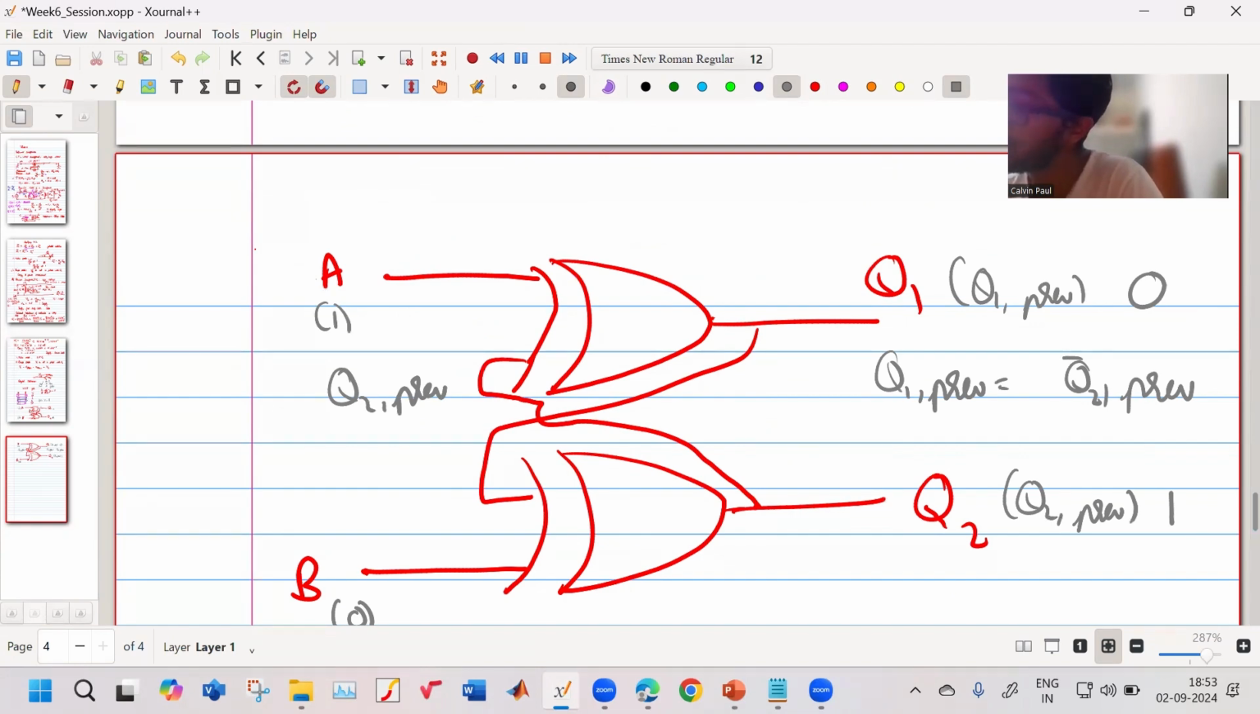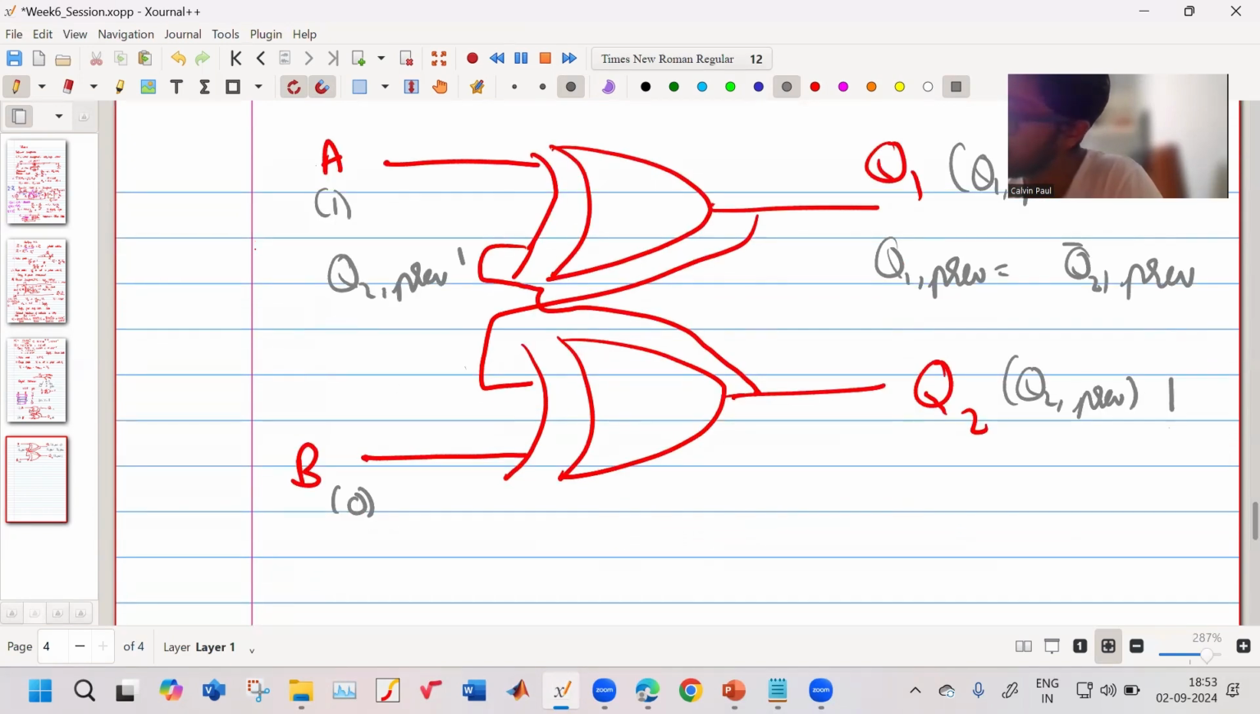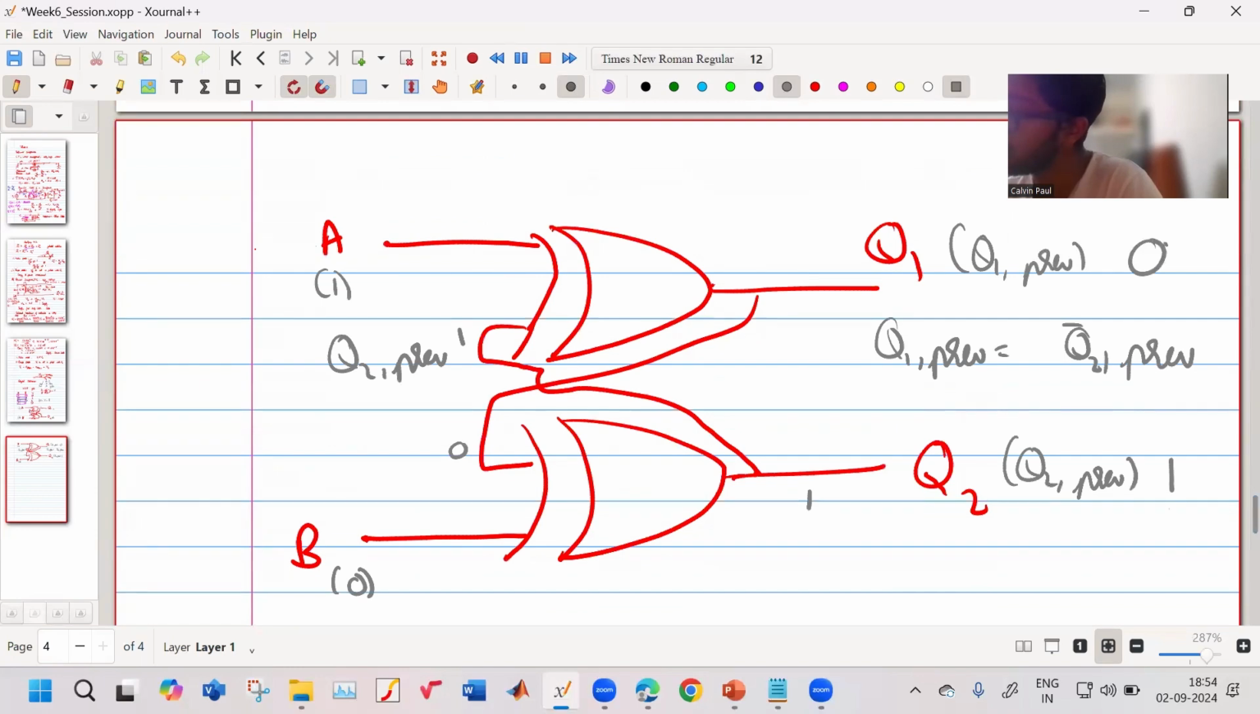Now let us assume Q2 previous is 1. If Q2 previous is 1, then that means over here is 1. So 1 XOR 1 is 0. Then 0 XOR 0 is 1, right? So in this case, there is no change. Now what we will do is make Q1 previous 1. This is 1 and this is 0. So if this is 0, that means this is 0 and this is 1.